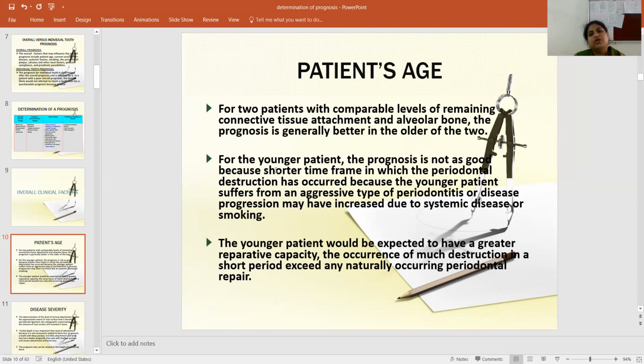So take 5 millimeter of clinical attachment loss in a 30-year-old patient, and 5 millimeter of clinical attachment loss in a 50-year-old patient. You can find out the rate of destruction is higher in the younger individual as compared to the older individual. So the prognosis will be favorable for the older individual.